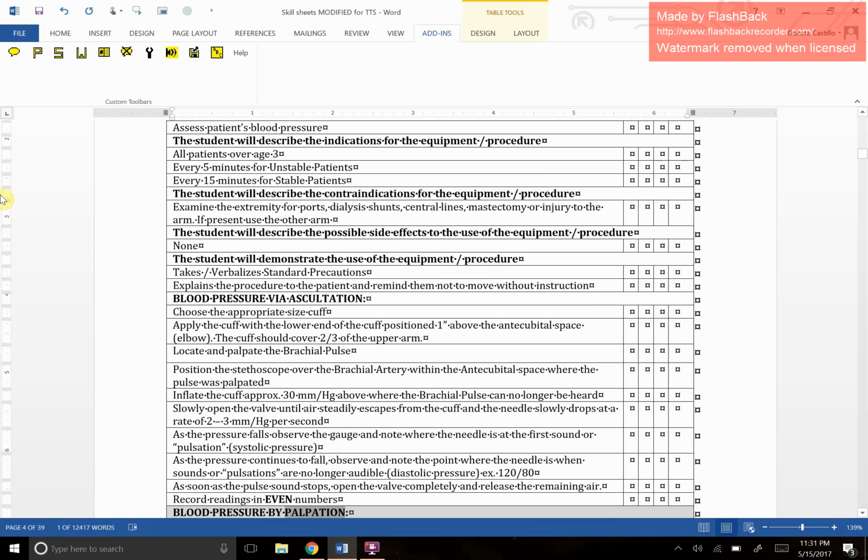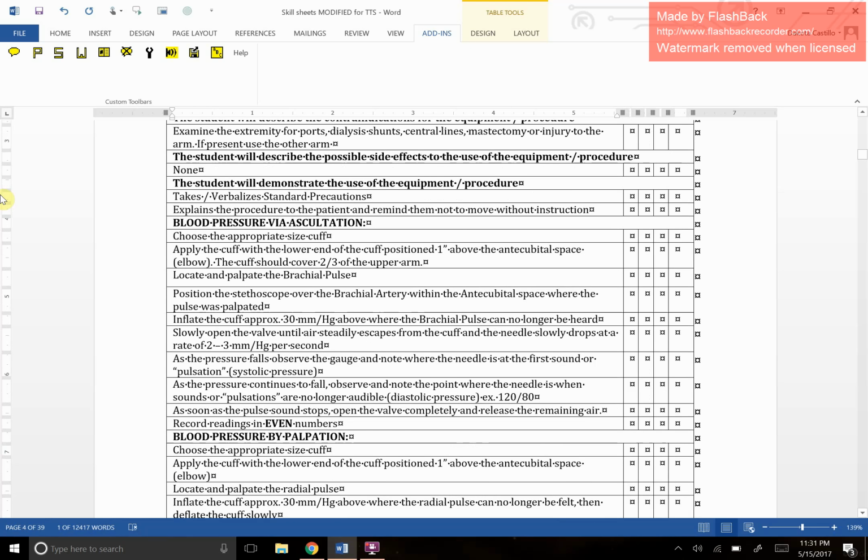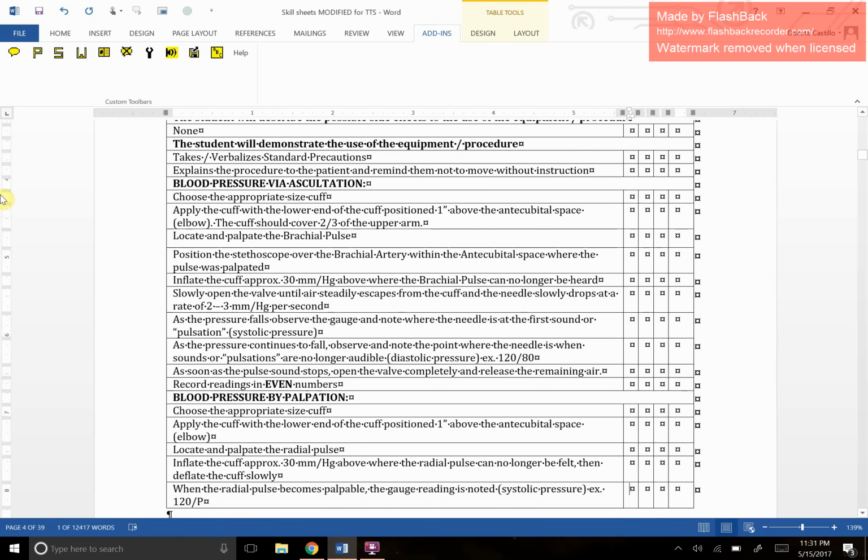Blood pressure by palpation. Choose the appropriate size cuff. Apply the cuff with the lower end of the cuff positioned one inch above the antecubital space, elbow. Locate and palpate the radial pulse. Inflate the cuff approximately 30 mmHg above where the radial pulse can no longer be felt, then deflate the cuff slowly. When the radial pulse becomes palpable, the gauge reading is noted, systolic pressure, for example 120/P.